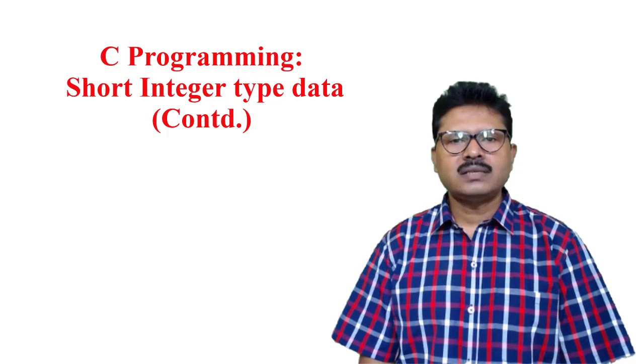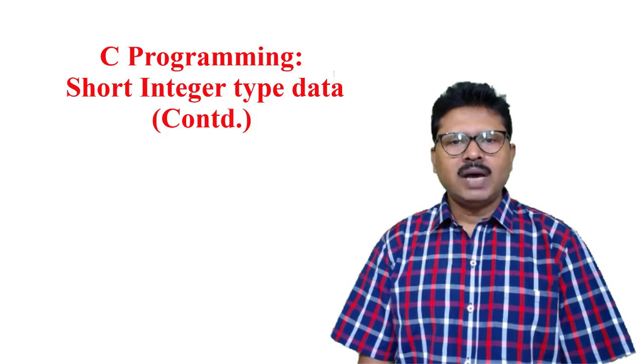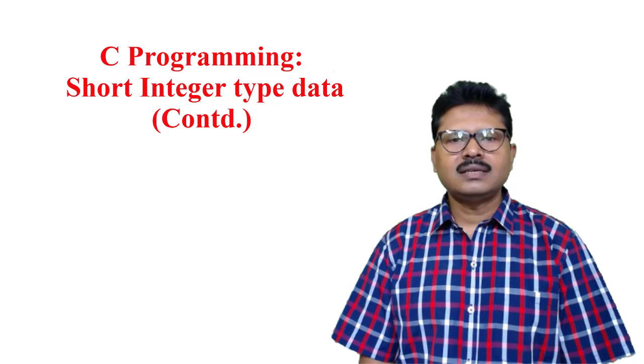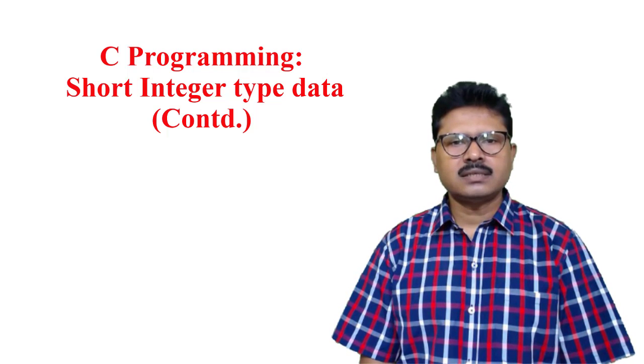The range of unsigned short integer is 0 to 65,535 and the range of signed short integer is minus 32,768 to 32,767. We already know how to declare unsigned short integer and signed short integer data and what the format specifiers for those are.